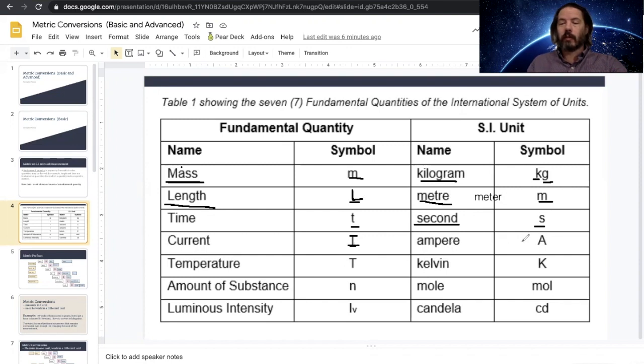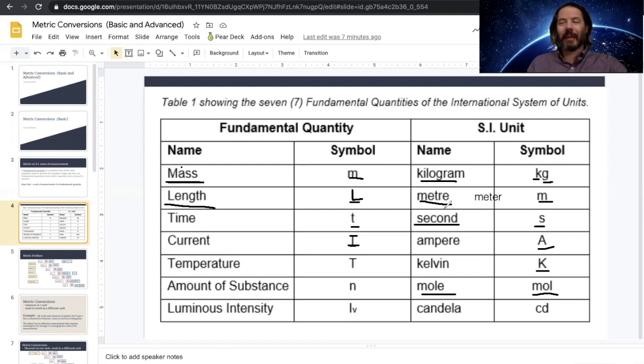And we measure current with amperes. We will get to that at the end of this year. Temperature is measured in Kelvin. It's not degrees Kelvin, it's just Kelvin, and it's a capital K. Amount of substance is measured in moles. You'll learn all about that in chemistry, and we shortcut it to mol. What a great shortening.